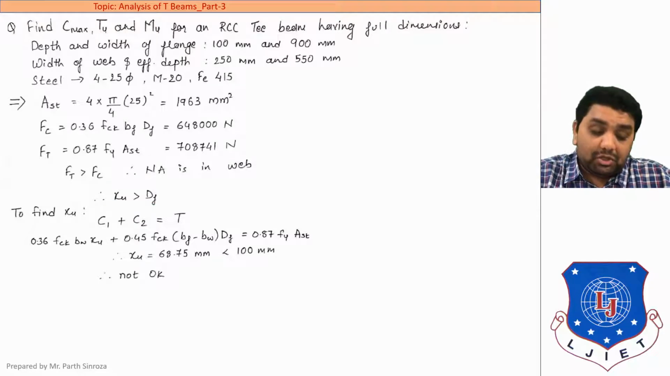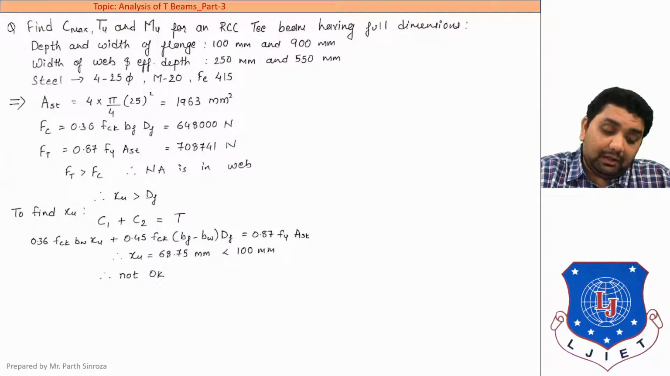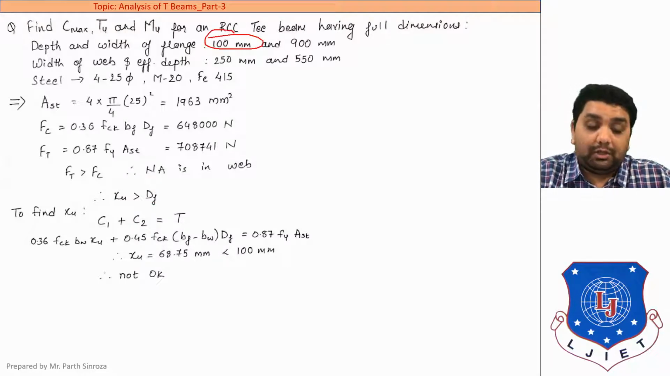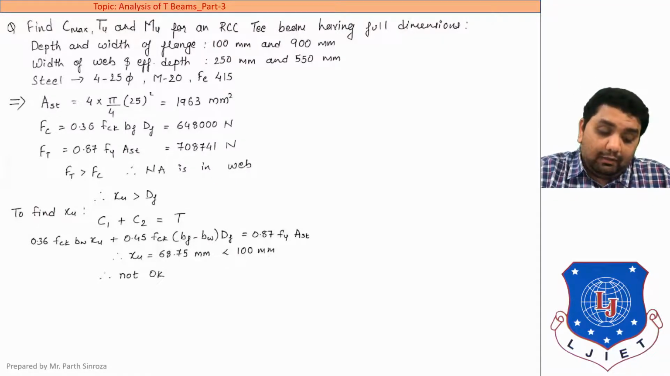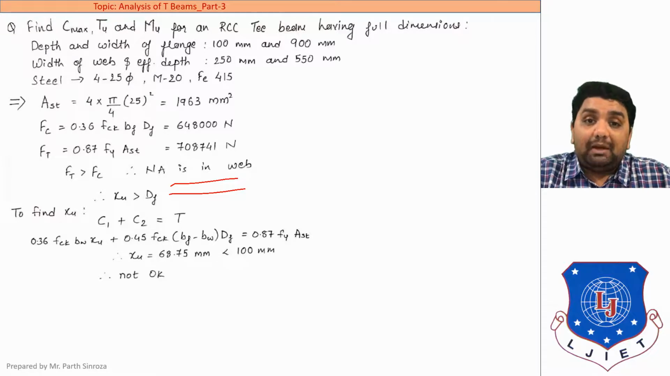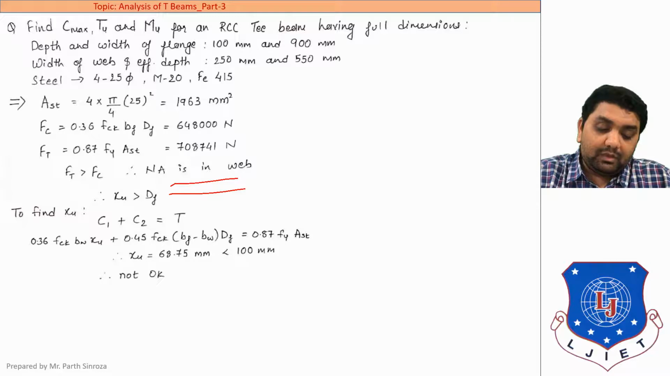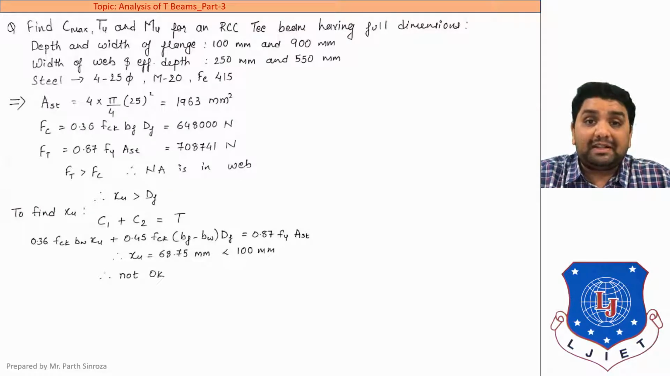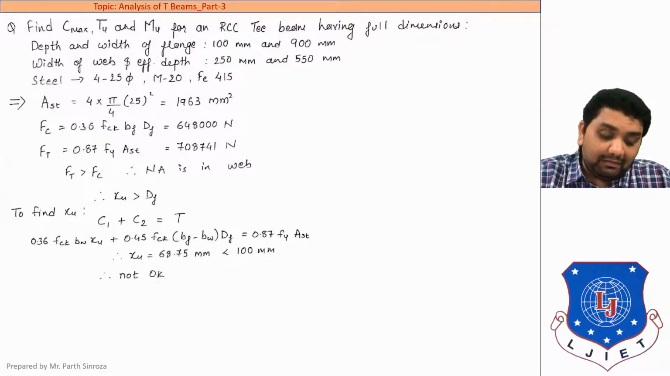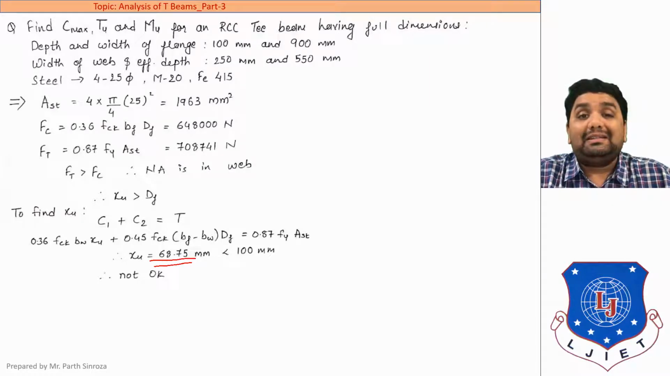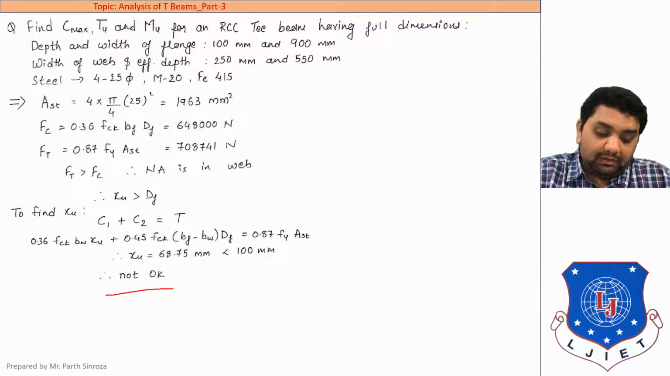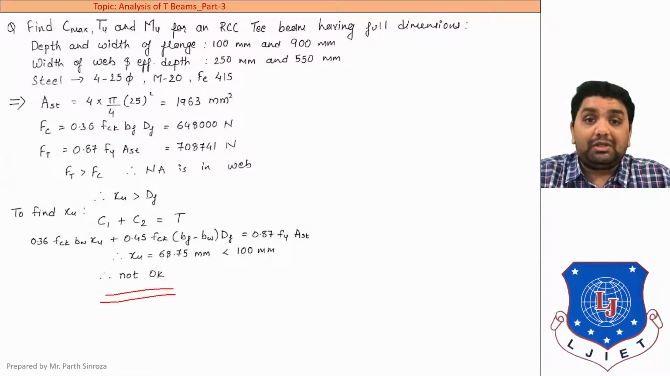Here in the question DF is given as 100 mm. It is mentioned in the question that the depth of flange is 100 mm. So for the neutral axis to be in the web, the XU must be greater than 100 mm. But as per our analysis, we are getting the value of XU to be less than 100 mm. So now what?